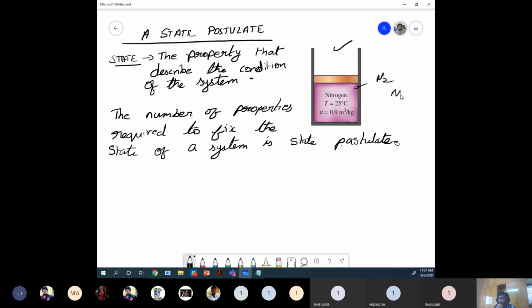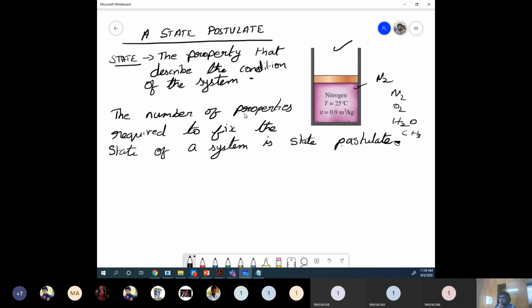Let's say you have a number of compositions, N2, O2, or even liquid H2O, or even petrol, some hydrocarbon material inside. Let's say four phases are there inside, four different gases, or two gases and two liquids. So how many properties are required to describe the state of the system? That is what the state postulate is, and that is why it is separately defined.